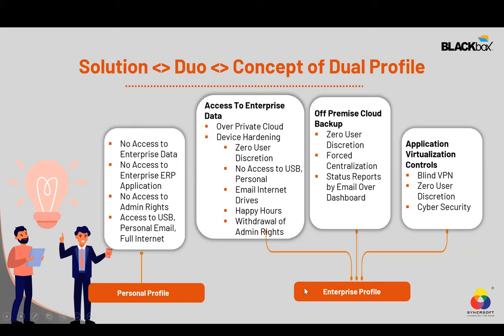So these are the standard policies: no access to enterprise data, no access to enterprise ERP, no access to admin rights, and access to USB, personal email, and full internet. This is a standard policy for personal profile. On enterprise profile, access of blind VPN. There is no user's discretion on any policy.